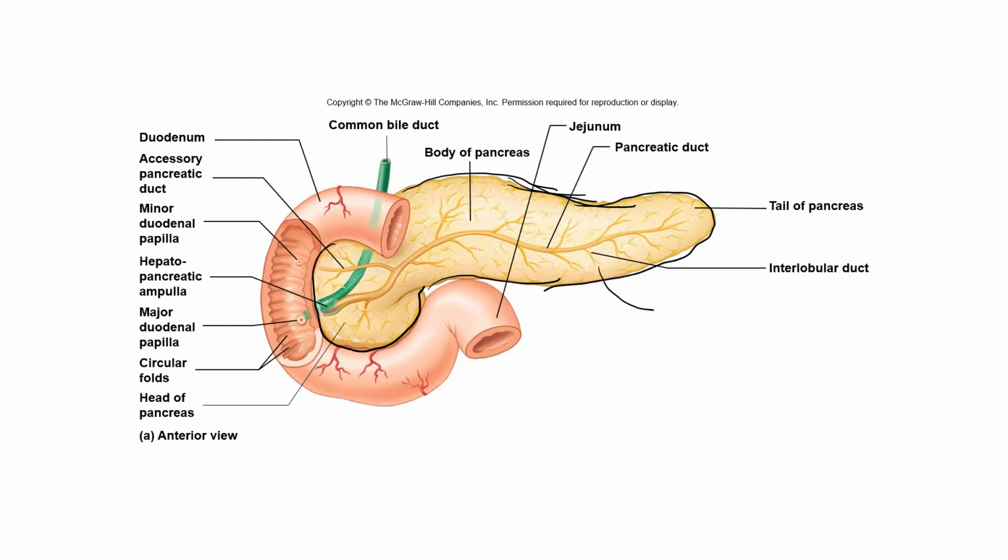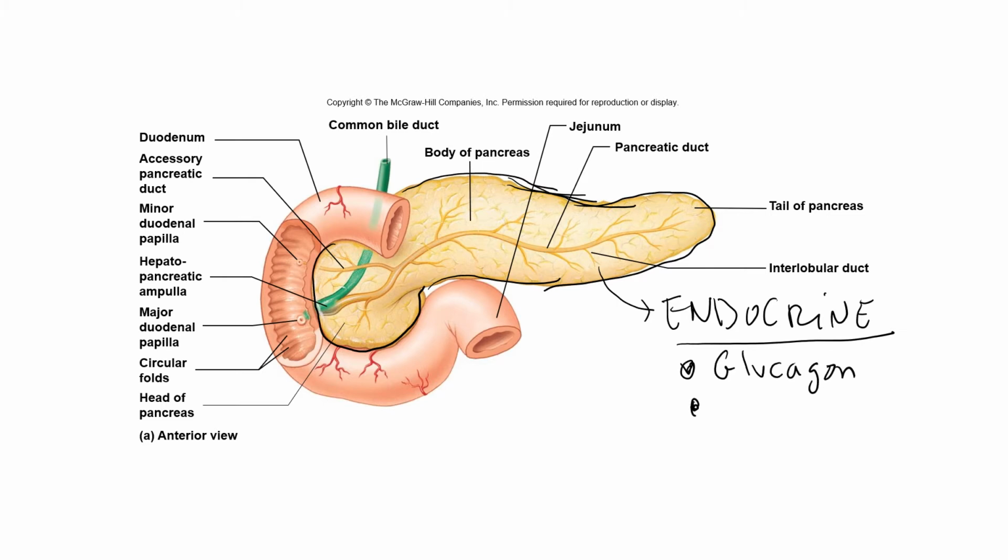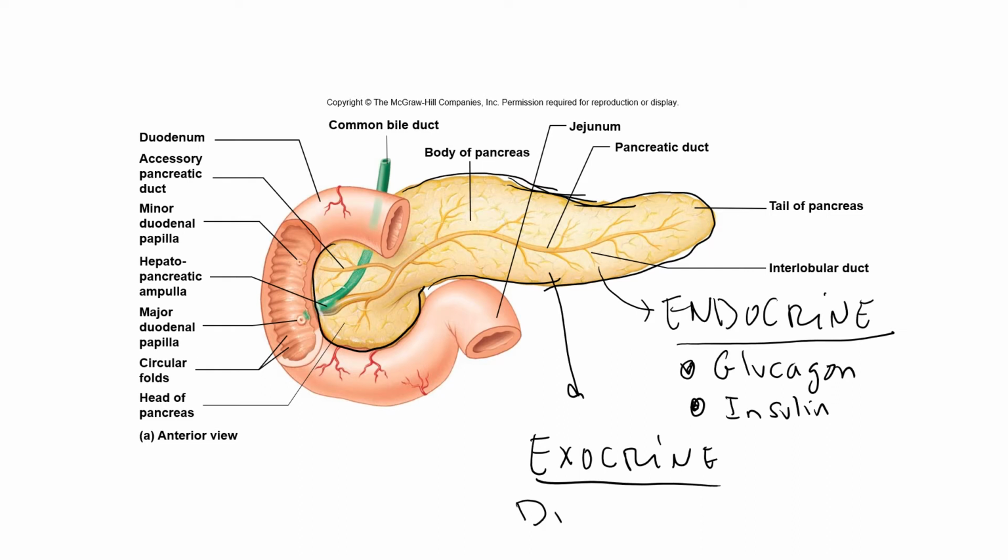The pancreas has two functions. The endocrine function of the pancreas involves the formation of hormones, glucagon and insulin. These hormones are involved in blood sugar regulation. The exocrine function of the pancreas involves the production of digestive enzymes.